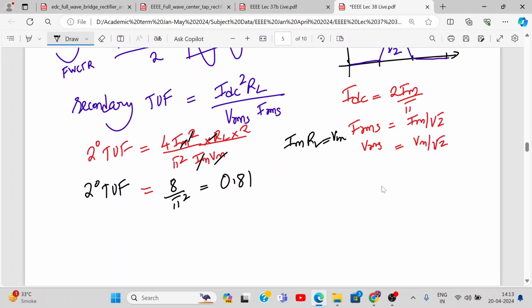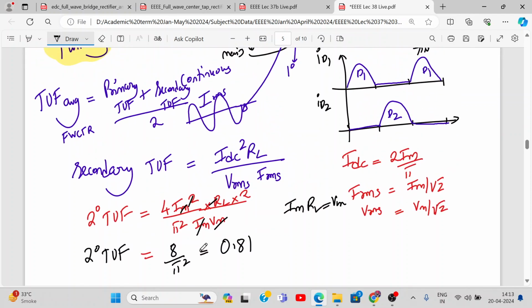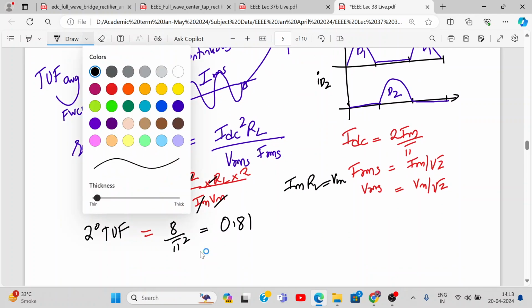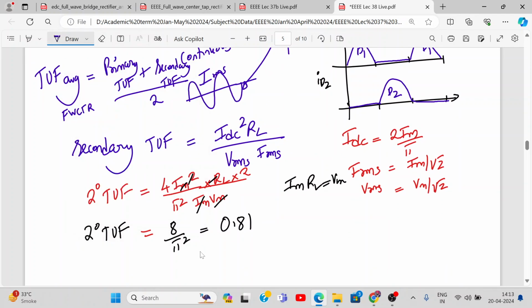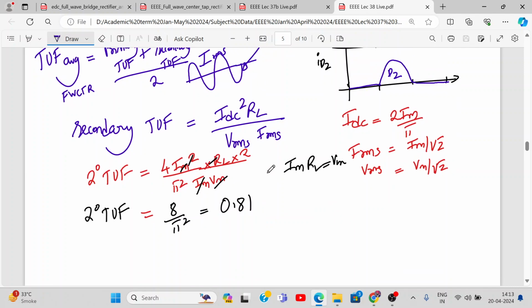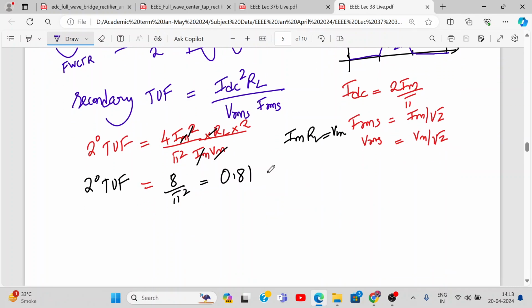So now we will calculate the primary winding TUF. Are you following this? Have you written this? Before I go ahead, completed up till here so that I can move ahead? Yes, no.